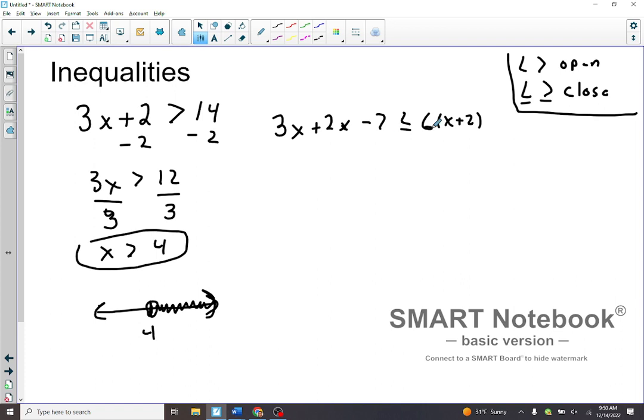Wait, is this problem this long that we are being tested on? Yeah. So 3x plus 2x is 5x minus 7, less than or equal to, distribute the 6, 6x plus 12. On the graph line, you just don't do the circle. You put an open circle, so it's like that.